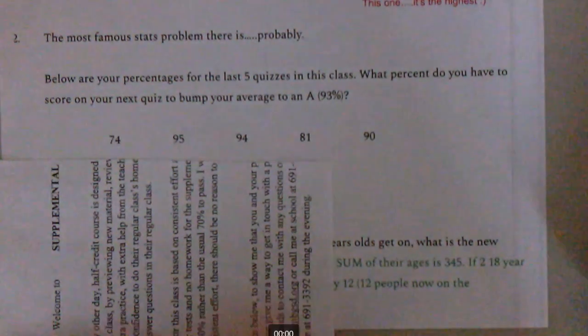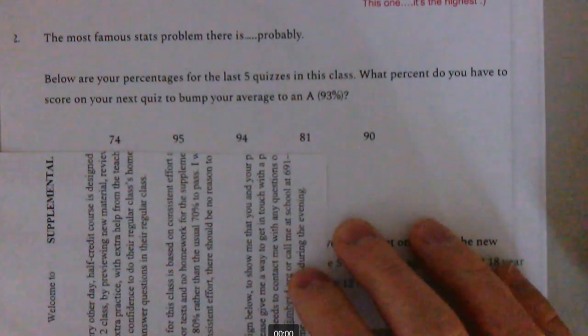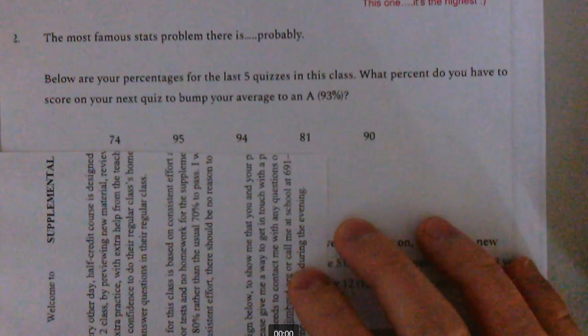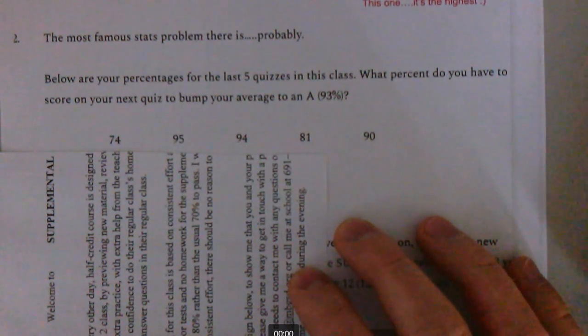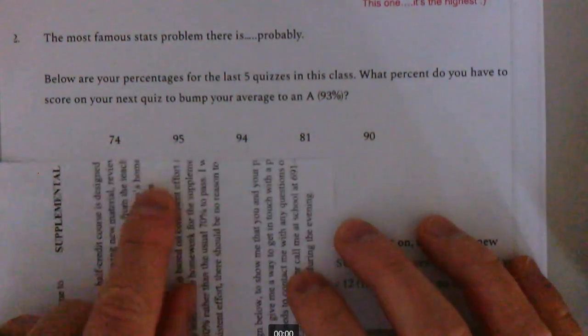Okay, well, I'm talking average is a 93. As soon as I hear average, I should be thinking I'm going to add up all the numbers and divide by how many there are. I know my average has to equal 93. So I'm going to add all these up.